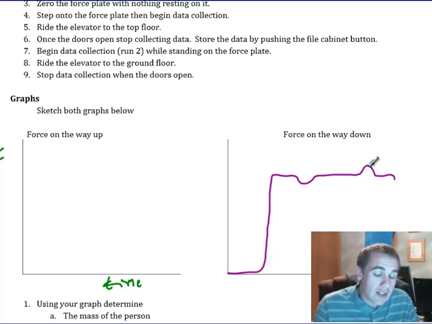Then I get this acceleration up. That doesn't mean the elevator is moving up. Okay? That means I'm slowing down from where I used to be. Okay, so here's my graph on the way down.